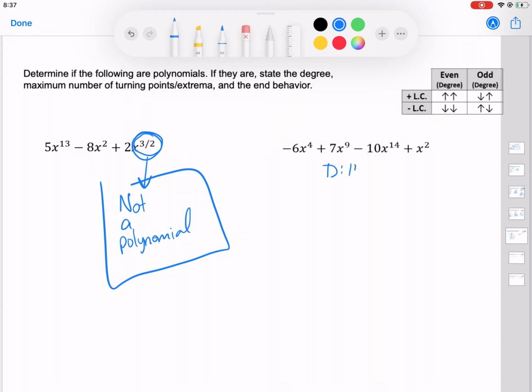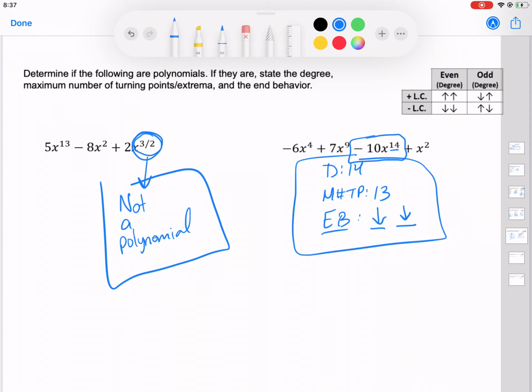So once again, degree is the highest exponent. Maximum number of turning points is 1 less than degree, so 13. And then end behavior, you look at the leading coefficient of the term, so negative 10. It's negative, which means our right arrow is going to go down. And since the degree is even, they're both going to go the same direction, just like quadratics. So it's also down.